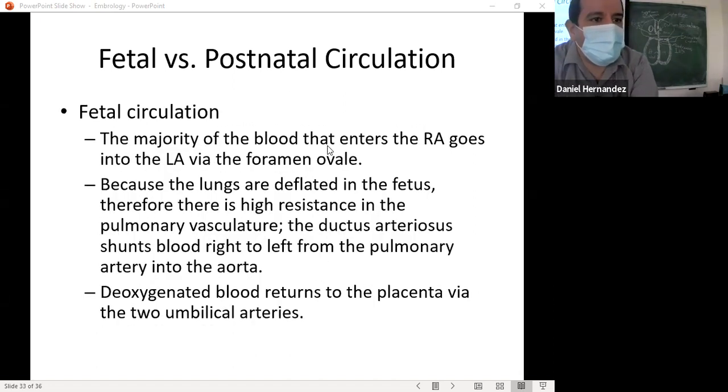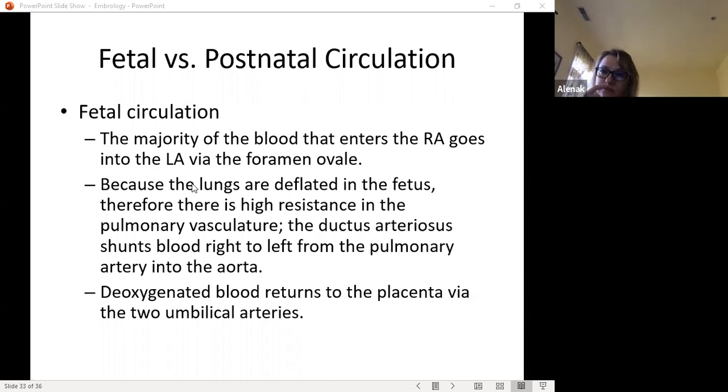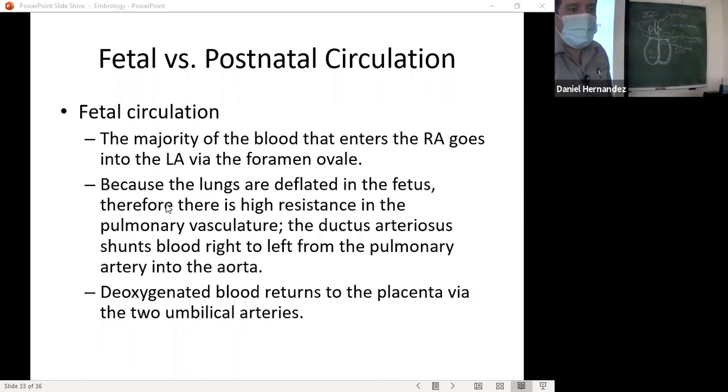So the majority of the blood that enters the right atria goes into the left atria via the foramen ovale. Because the lungs are deflated in the fetus, there's high resistance in the pulmonary vasculature. The ductus arteriosus shunts blood right to left from the pulmonary artery into the aorta. Deoxygenated blood returns to the placenta via the two umbilical arteries.